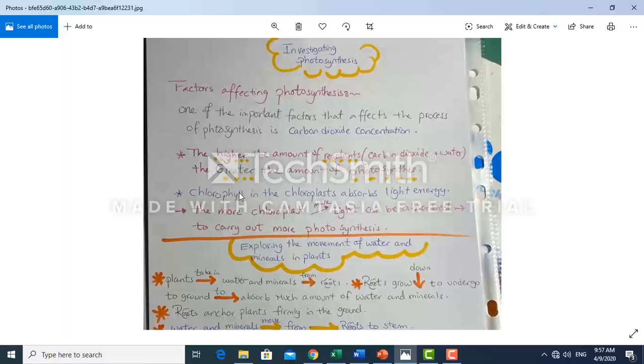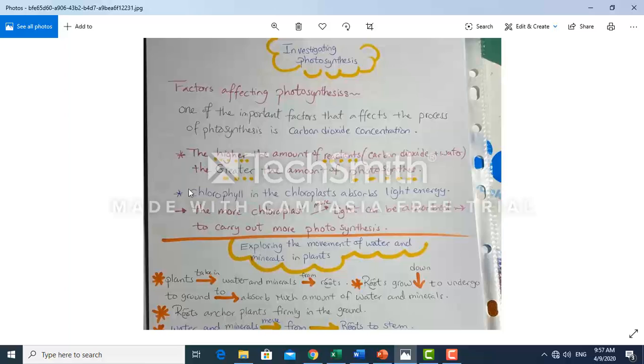The next thing that we have is chlorophyll, which is the green pigment inside the plant cells, occurring in the chloroplast. What does it do? It absorbs light energy. That means the more chloroplast I have, the more light can be absorbed, so I can have more photosynthesis.